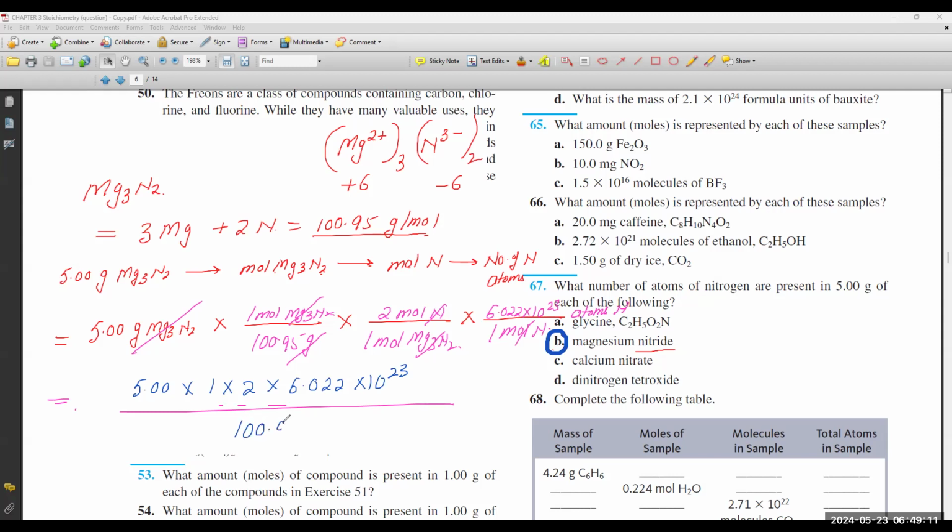And these numbers are here in the denominator, times 1 times 1. And then you are getting the right unit, atoms of nitrogen. And now Amodita and Akash are giving me the answer, 5.97 times 10 raised to power 22 atoms of nitrogen. Akash, you're okay?